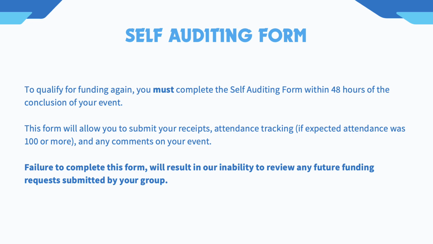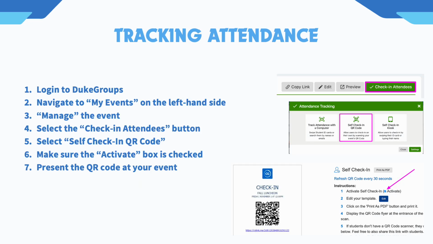For events with an expected undergraduate attendance of 100 or more, you are required to track attendance at the event using a QR code. To do this, first log into Duke Groups and navigate to My Events on the left-hand side. Click the Manage button and select the box labeled Self-Check-In QR Code. Make sure to check the Activate box and then present the QR code to your event attendees. The total attendance must be uploaded to the self-auditing form associated with the event.